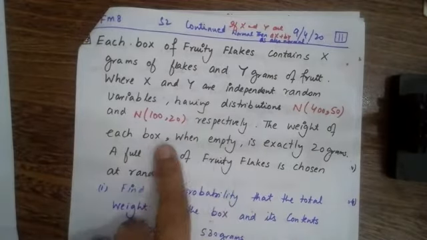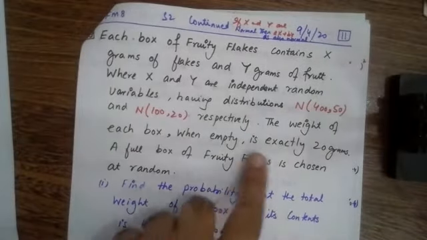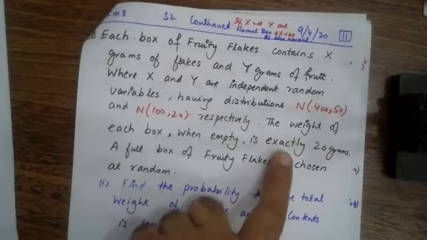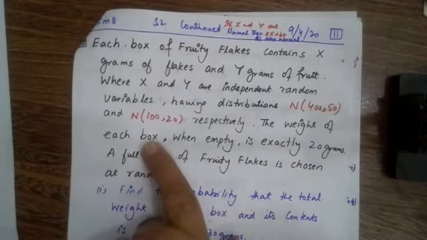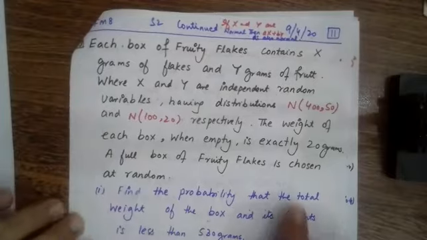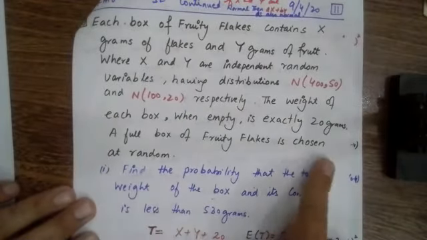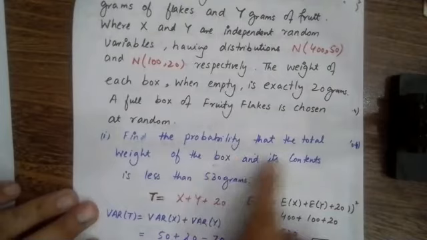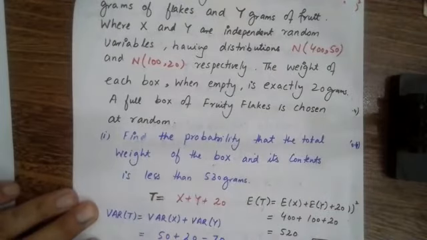The weight of each box when empty is exactly 20 grams. So the box itself is 20 grams, and since it is exactly 20, you can't assume that the weight of the box is random or takes different values. So you will just assume its value is 20. A full box of fruity flakes is chosen at random. Find the probability that the total weight of the box and its contents is less than 530 grams.